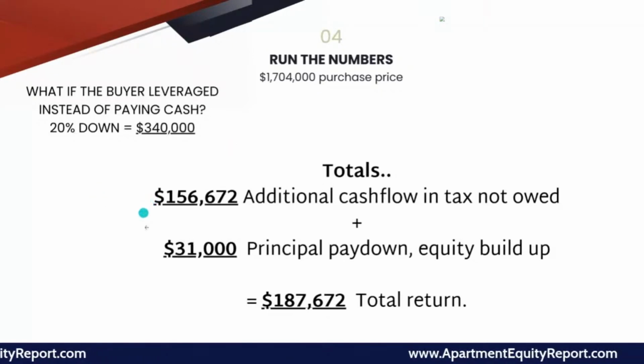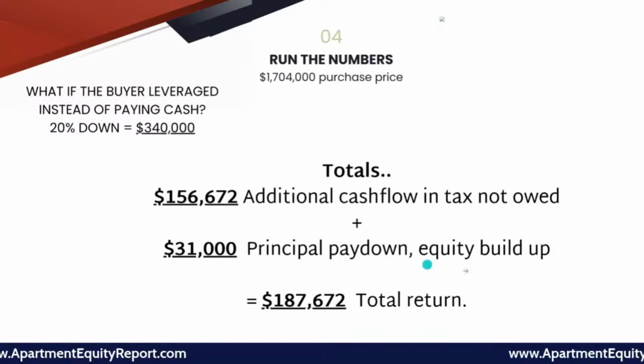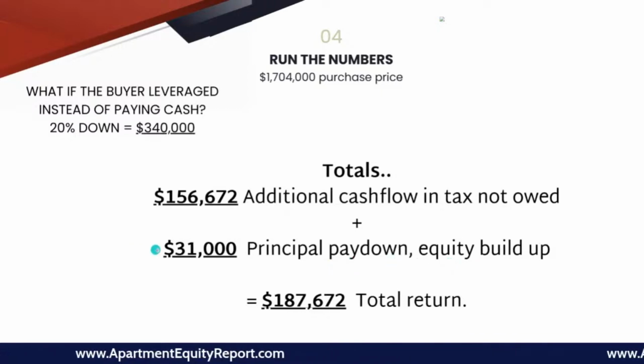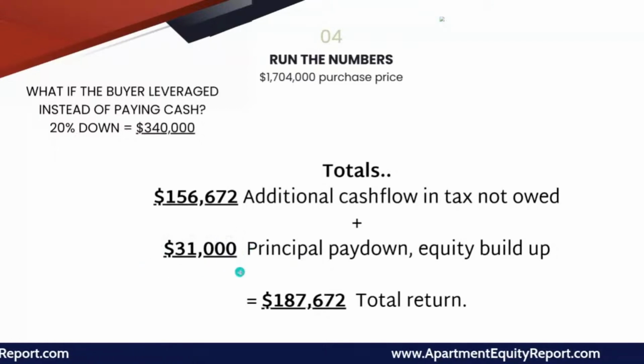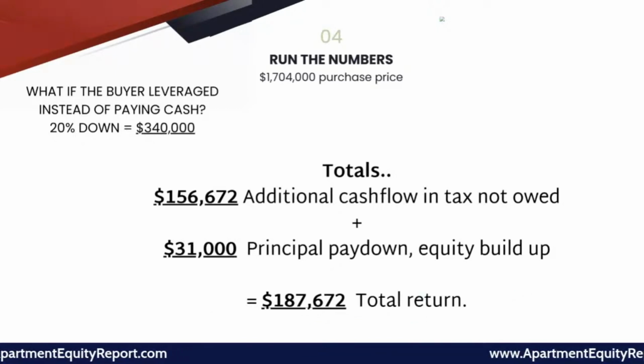Let's say we add those up. The income that he gets to keep instead of paying the taxes is 156. The principal paydown of his property, which is equity buildup, doesn't go into his pocket, but it is return. It's buildup of his equity. It is a return he gets when he sells. That's $31,000 in year one. So total, that's $187,000 in year one. This is what we're getting.